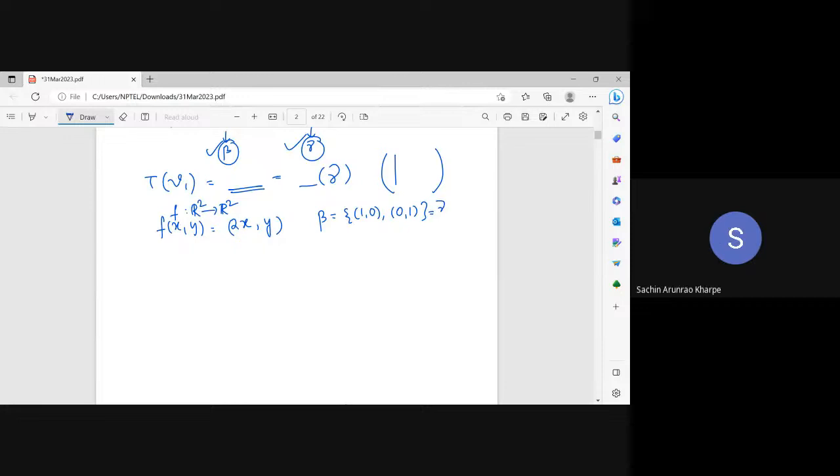Okay, so right now we have to express f of (1,0) in terms of gamma, right? F of (1,0) you will find out. F of (1,0) equal to (2,0). So here we have to express (2,0) in terms of the basis (1,0) and (0,1), right? You have to write (2,0) in terms of (1,0) and (0,1). Yes. And then the coefficients will be our matrix column. This 2 and 0 will be the first column.